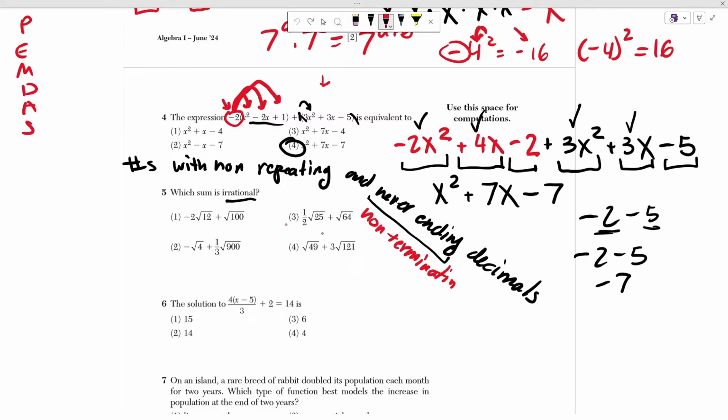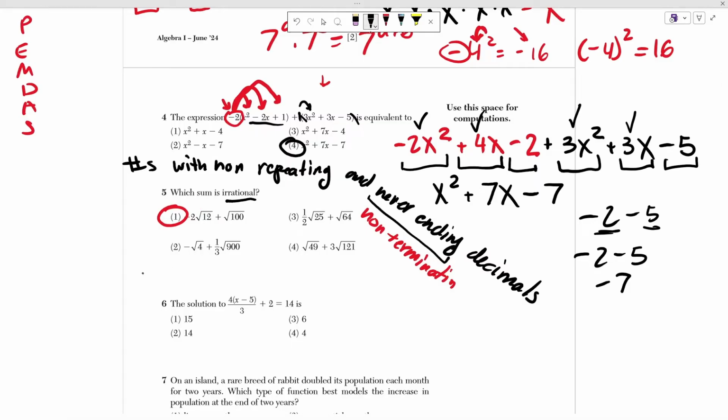Well, if we think about it, choice 1 is -2 times radical 12 plus radical 100. Radical 100 is equal to 10, so we're adding 10 to -2 times radical 12. Well, didn't my rule just tell me that if I have a non-perfect square, it's irrational? So what's happening here is I'm multiplying -2 by an irrational number and then adding 10 to it. That means that choice 1 will be irrational, okay? Why? Because everything else is rational.